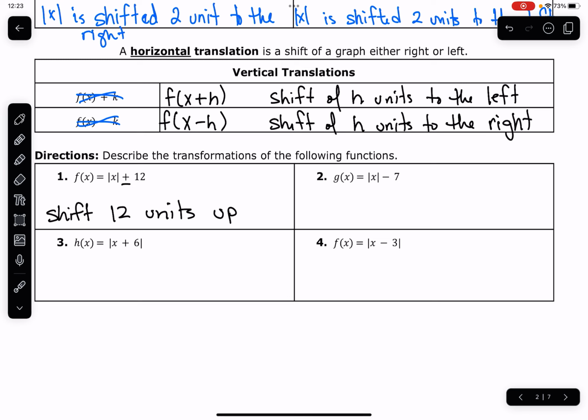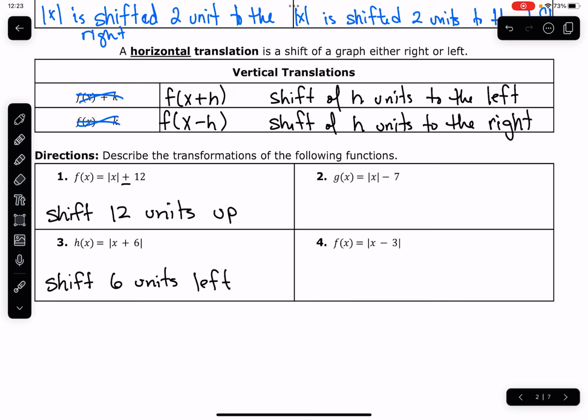Now the one on the bottom, because the 6 is being added on the inside, is going to result in a horizontal shift. And 6 is going to move it in the opposite direction. So this is going to result in a shift of 6 units in the negative direction. So that's going to be to the left.